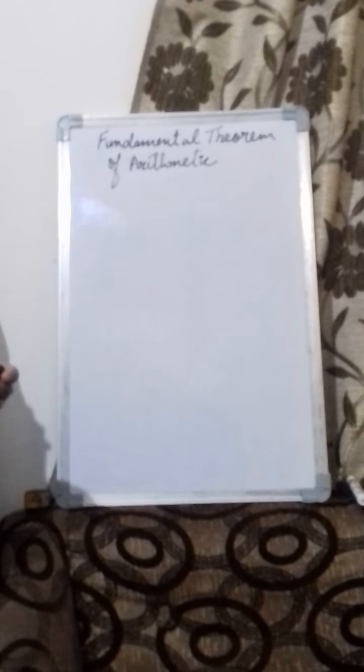Now today's topic is the fundamental theorem of arithmetic. So what is this fundamental theorem? It says that every composite number can be expressed as the product of prime numbers, and this factorization is unique. Means the factorization of the composite number is unique.